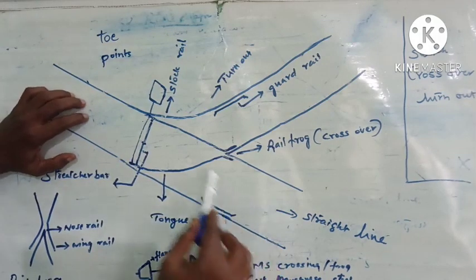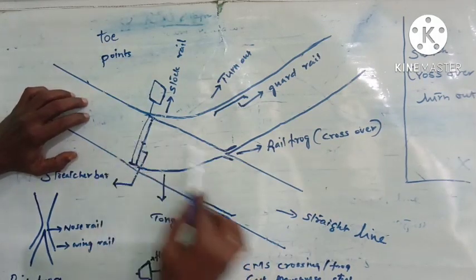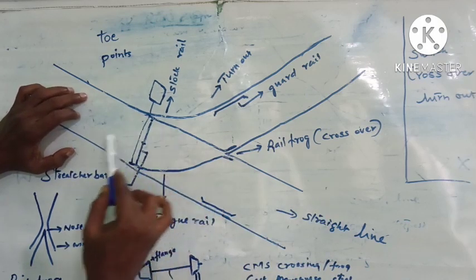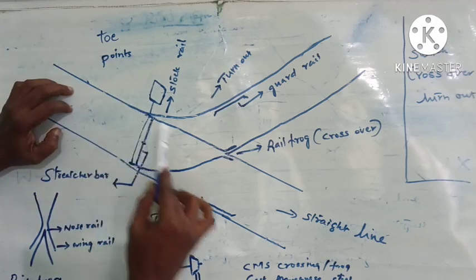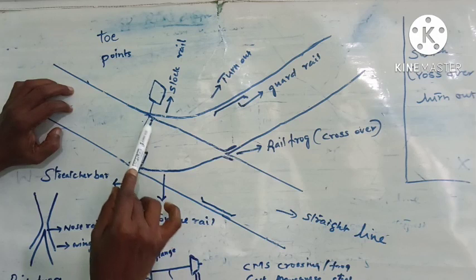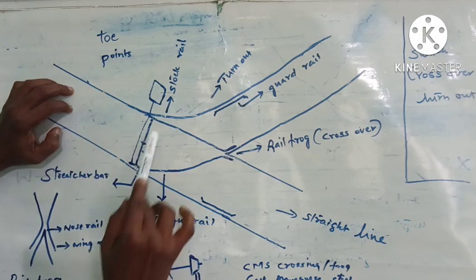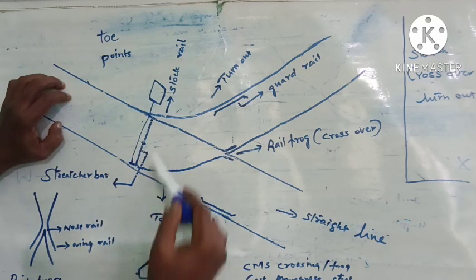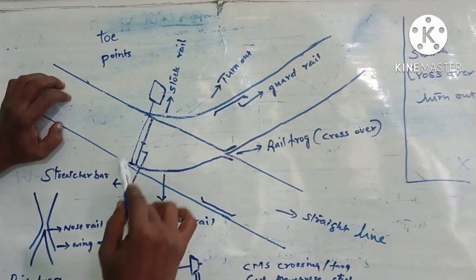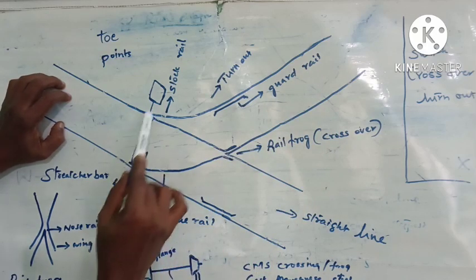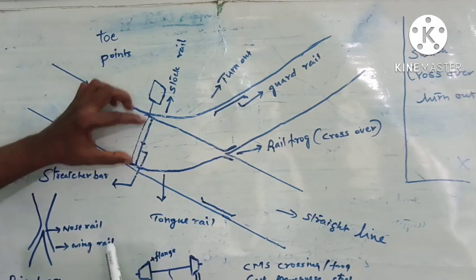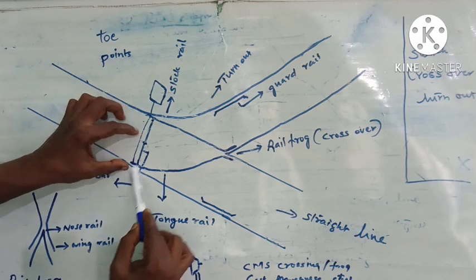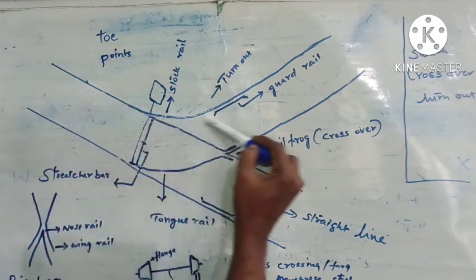Point is said to be normal when it is set for the straight line. Here you can see now the point is set for the straight line. The train coming from this direction will go only in this way, in this condition, when the point is set like this, or the tongue rail is close to this stock rail, whereas the tongue rail here there is a gap. When the point is set for the turnout, then we will say the point is reverse. In that condition, what will happen? This switch will move towards this direction. The tongue rail will be close to this stock rail, and here there will be gap. The train will go this way.